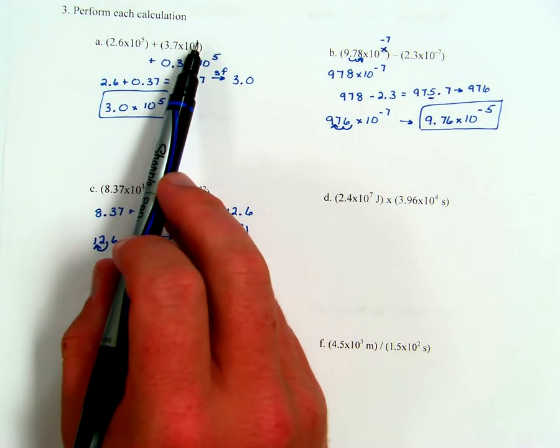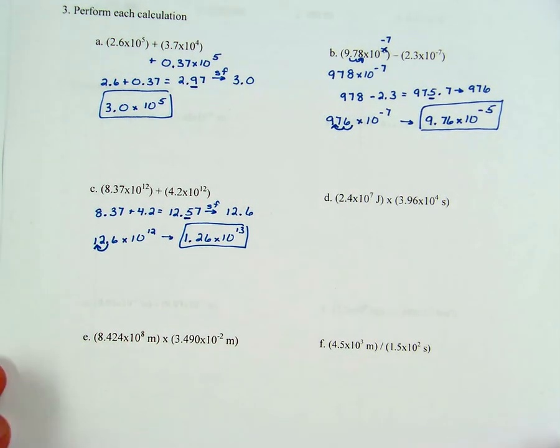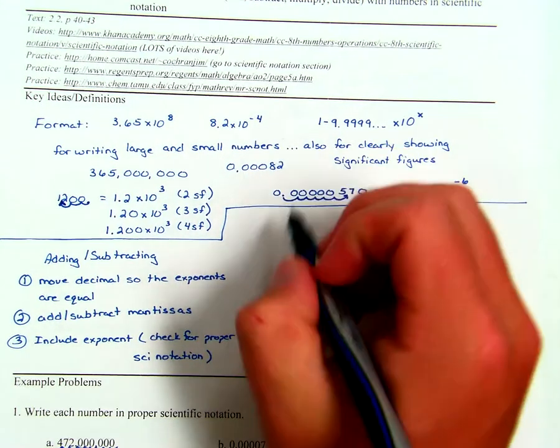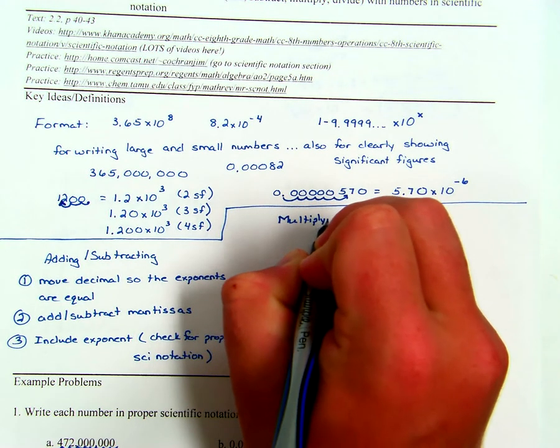Let's take a look at multiplying and dividing. I'm going to go back to the key ideas sheet here. Okay, so we have our adding and subtracting rules, and we have our multiplying and dividing rules. And actually there's something slightly different for multiplying and dividing.